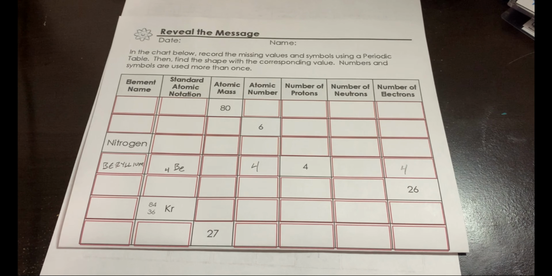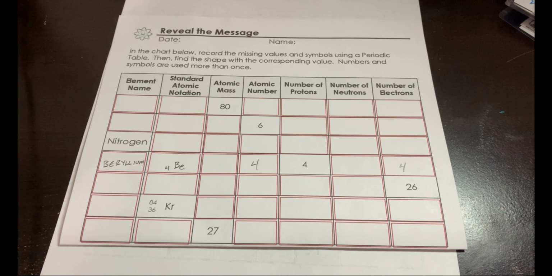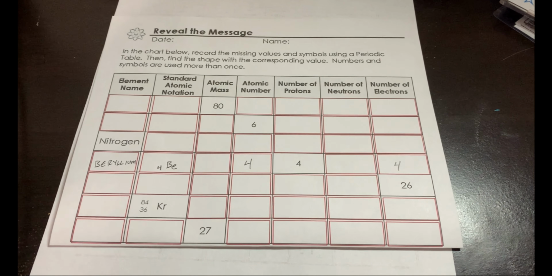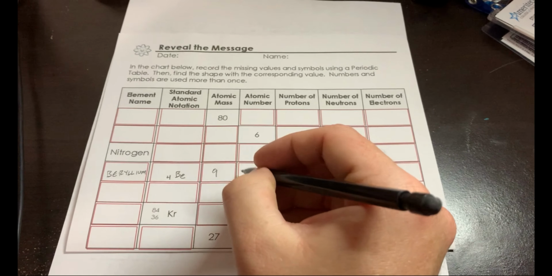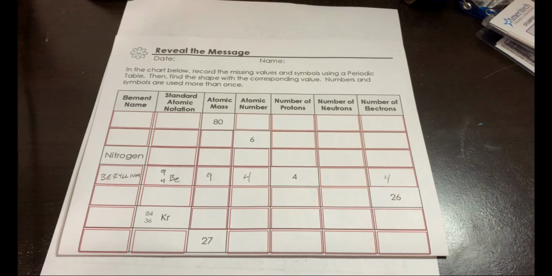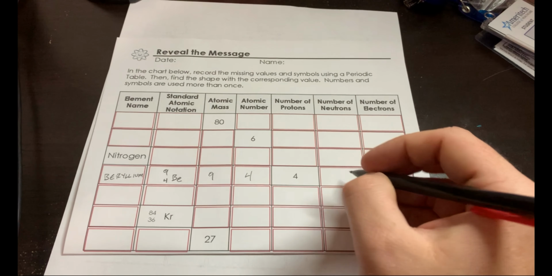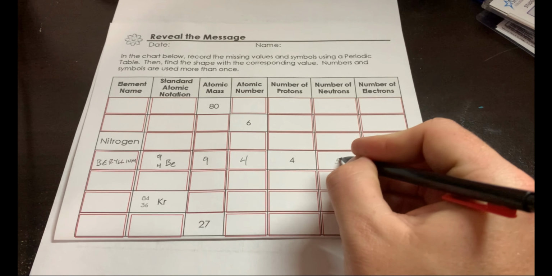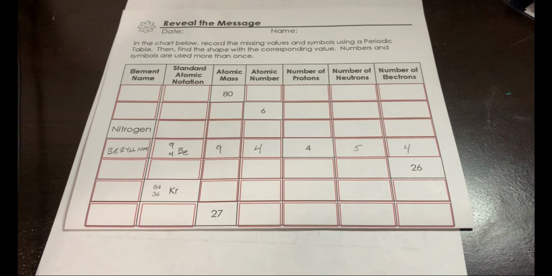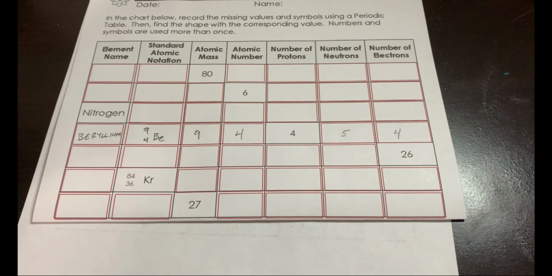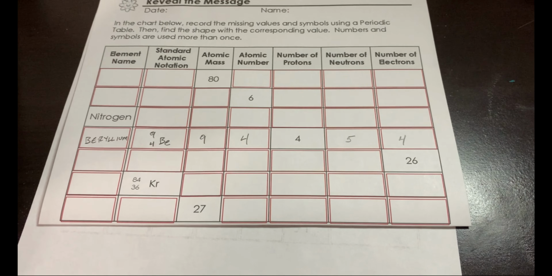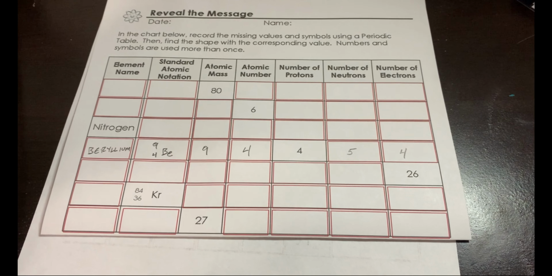So the atomic mass for beryllium is 9.01, so that's going to round to 9. So I'll write that here, and then my number of neutrons would be 5. Again, we're only doing this for this activity. Never, ever, ever do it again. Please don't do it again.